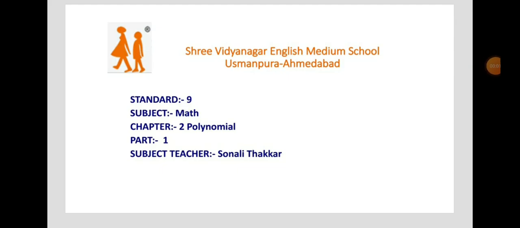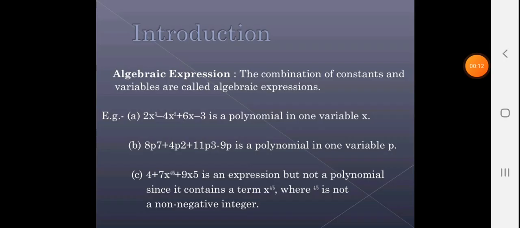So, here let's begin chapter 2 Polynomial, class 9 Mathematics, part 1. So, first, let's talk about what are the polynomials. Introduction. Algebraic expression, the combination of constant and variables are called algebraic expressions.